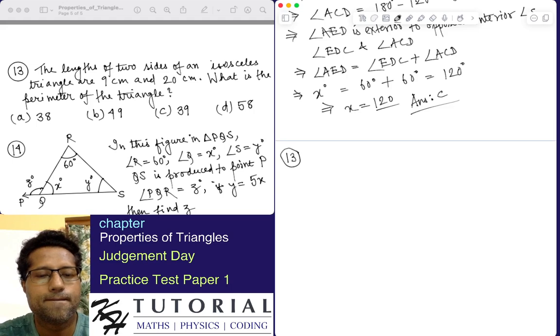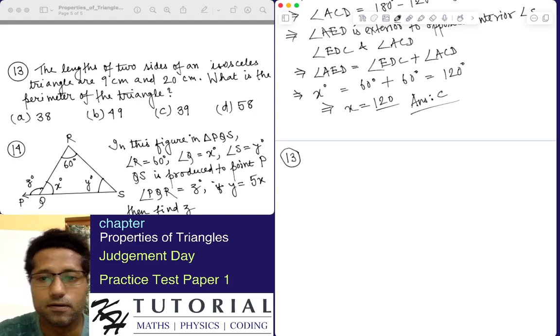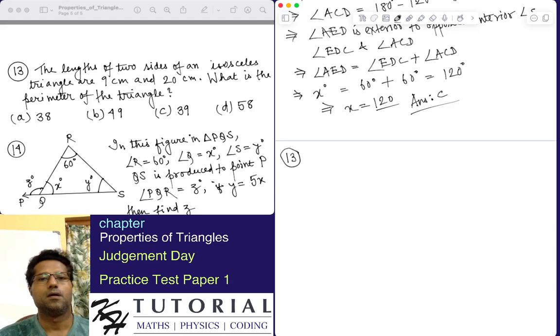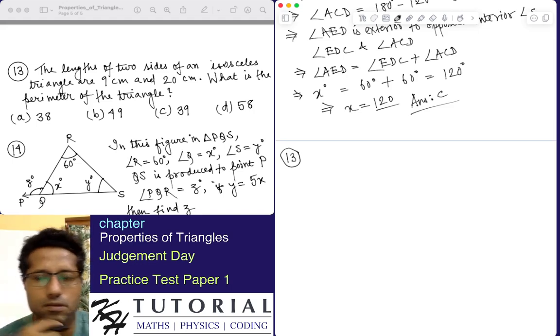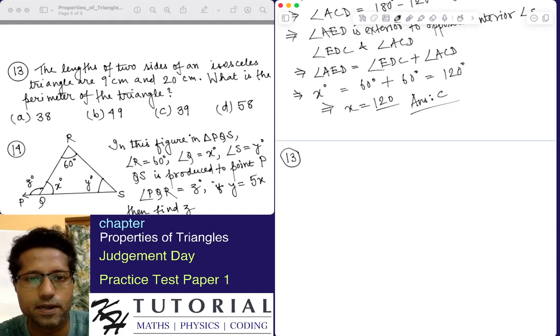So two sides are given, 9 and 20. It is also an isosceles triangle. So the third side can either be 9 or 20. We know two sides of the triangle, 9 and 20, so the third side has to be equal to either 9 or 20 centimeters. Then only it will become an isosceles triangle.